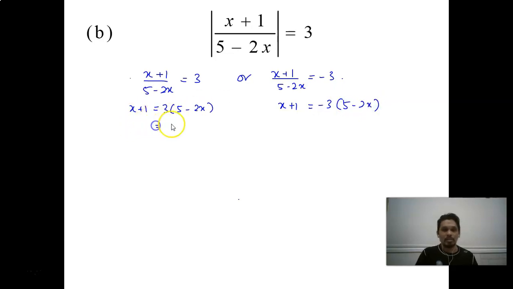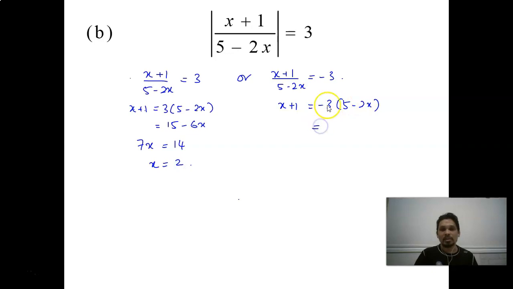So this is 3 times 5, 15, and 3 times negative 2 equals negative 6x. Negative 6x, bring it here, becomes positive. So x plus 6x is 7x. The 1, bring it here, becomes negative. So 15 minus 1 equals 14, and x equals 14 divided by 7, which is 2.